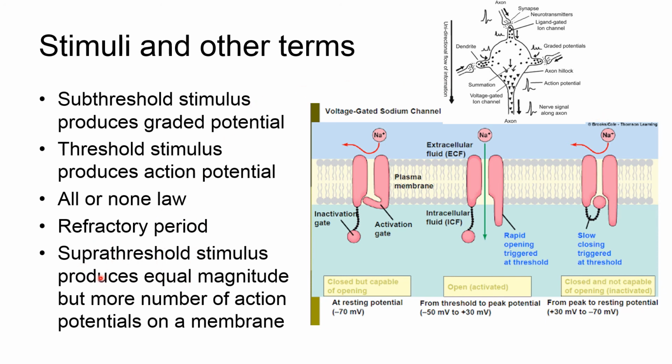So now we know a suprathreshold stimulus produces an equal magnitude of action potential, but it can produce action potential in the relative refractory period also. So what does a suprathreshold level of stimulus do? It increases the frequency of action potentials on a membrane, not the magnitude of action potential. So the magnitude of action potential remains the same, but the number of action potentials is increased on the cell membrane if there is a suprathreshold level of stimulus.